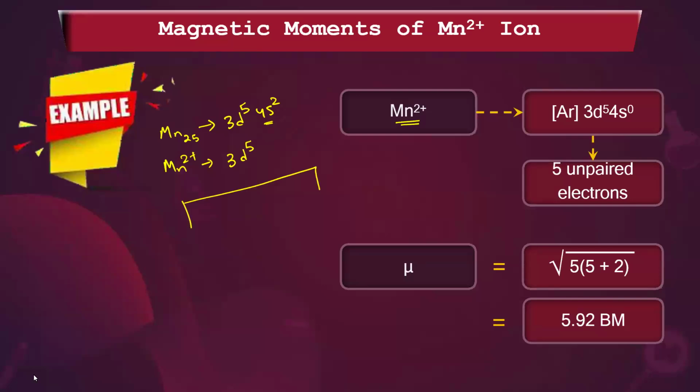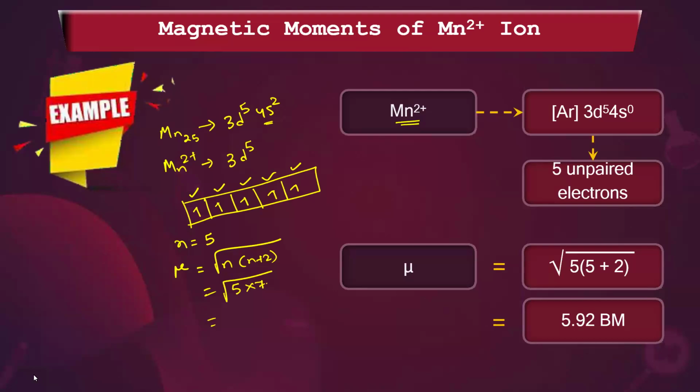You know there are 5 d orbitals, so put 5 electrons according to Hund's rule: 1, 2, 3, 4, 5. Count the number of unpaired electrons: 1, 2, 3, 4, 5. So n is equal to 5. Put the formula √(n(n+2)) BM. You will get √35, which is nothing but 5.9 BM.